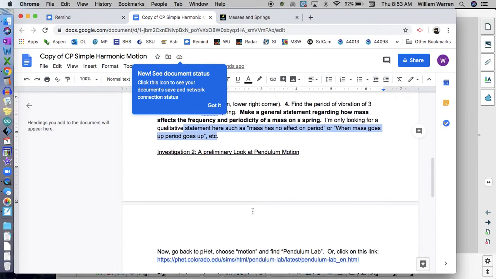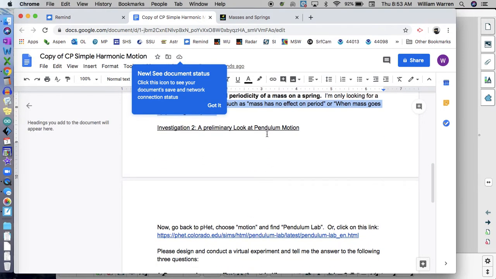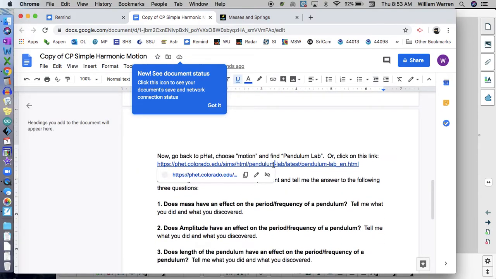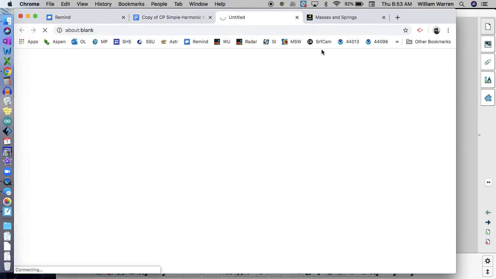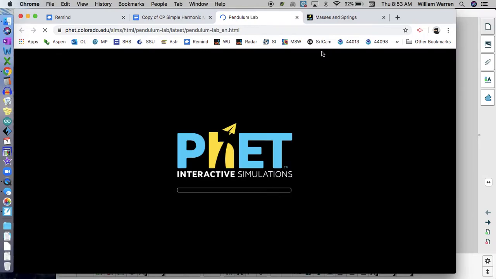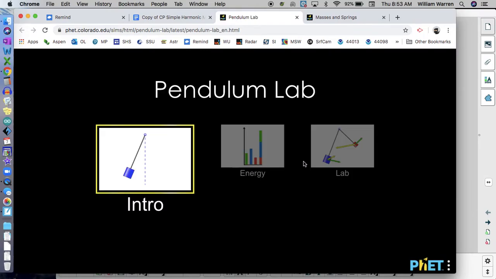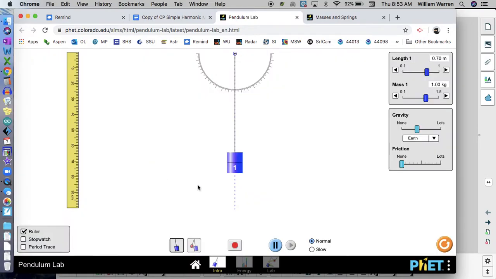And the second one is pendulum motion. And it's very, very similar. It's really the same exact stuff, except it's a pendulum, right? So here's a simulated pendulum. I think we can just use the intro here.